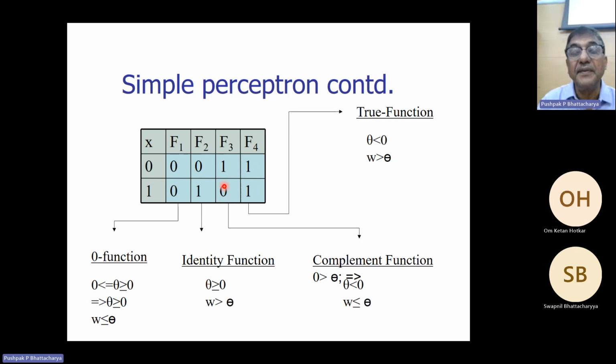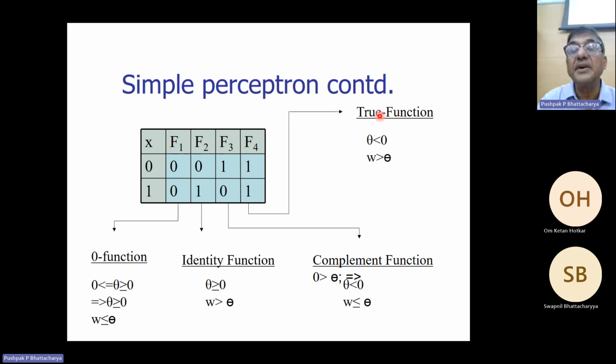Then we have the complement function, the inverse function. If x is 0, y is 1, x is 1, y is 0. So if x is 0 and y should be 1, then we know 0 should be greater than theta, which implies that theta should be less than 0. And if x is 1, y should be 0, which implies that w should be less than or equal to theta. So this is the inverse function.